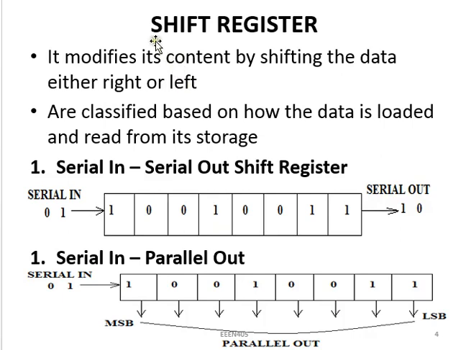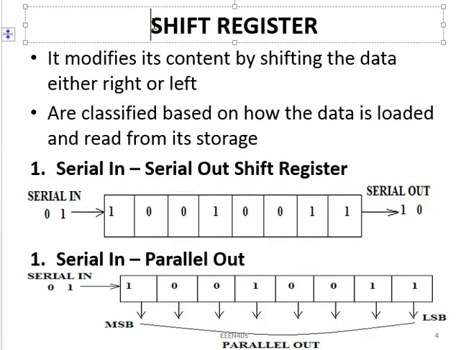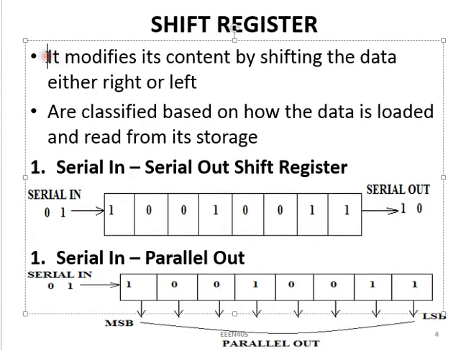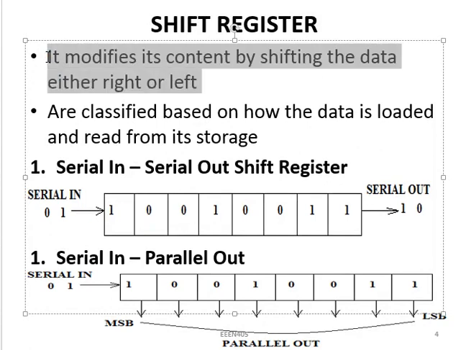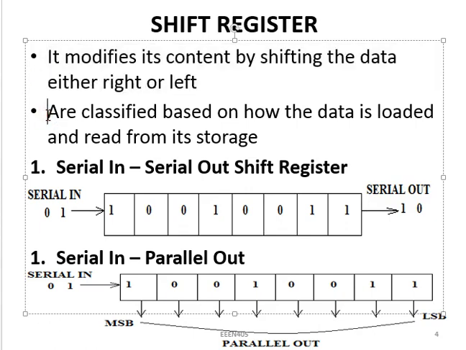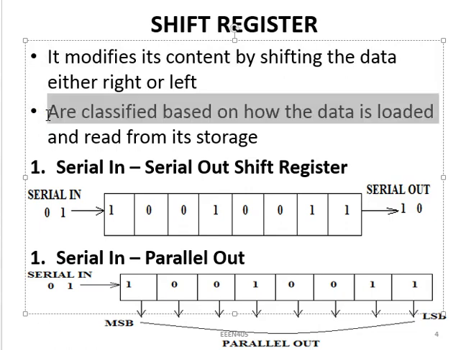Then we come to what we call the shift register. As the name implies, these are registers whose content is modified by shifting their content either to the right direction or to the left direction, depending on their design. These shift registers are classified based on how the data is loaded into them and how it is read from them. Based on this, we have 4 different types.